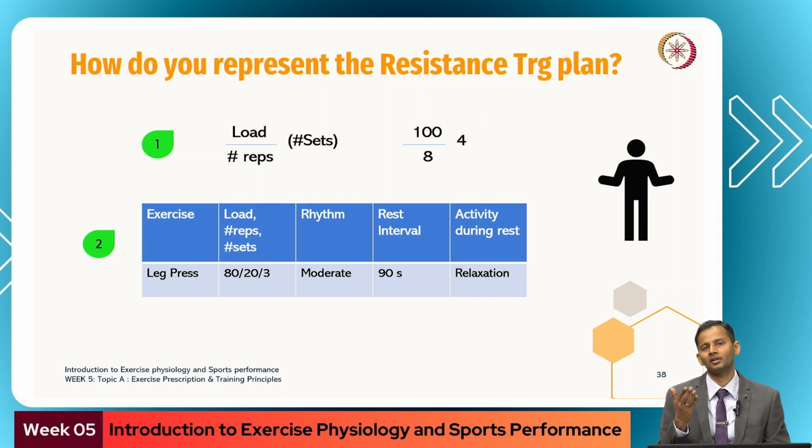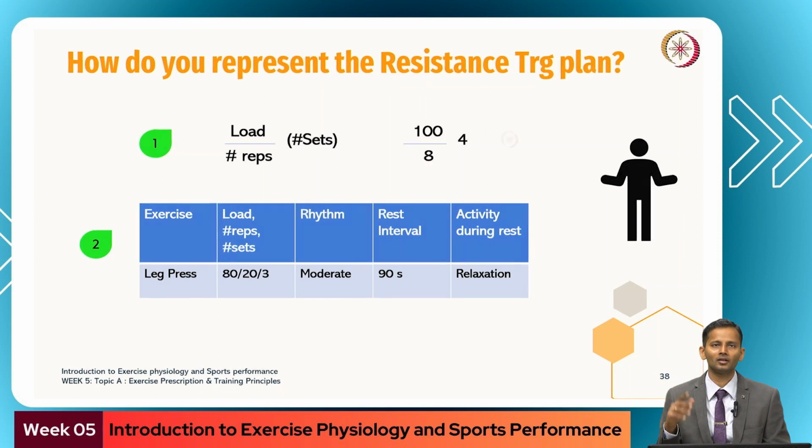Say for example, the exercise of leg press. The coach here is advising the individual to lift a load of 80 kgs, 20 repetitions and 3 sets. Okay, and he wants the individual to do it at a moderate rhythm with a rest interval of at least 90 seconds, and during the rest period you can also advise what the individual has to do while relaxing, to maintain the rest interval period. So this is another way of representing the resistance training plan.